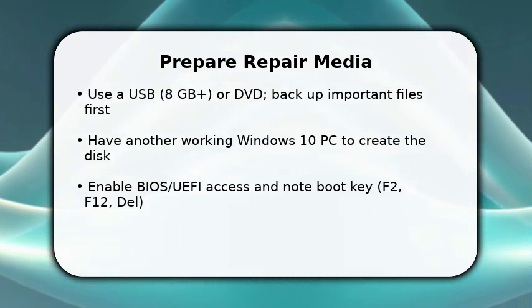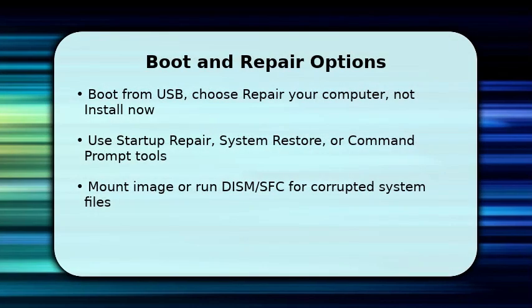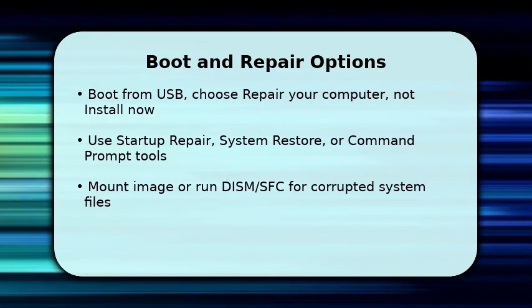Boot from the Repair USB and immediately choose Repair Your Computer rather than Install Now. That keeps your files intact and opens recovery options. Start with Startup Repair to fix common boot problems automatically. If that fails, use System Restore to roll back to a known good point.